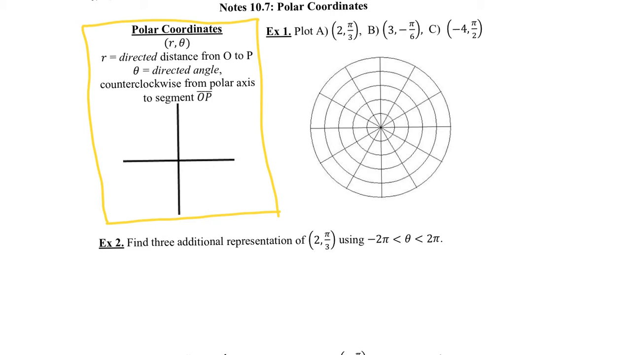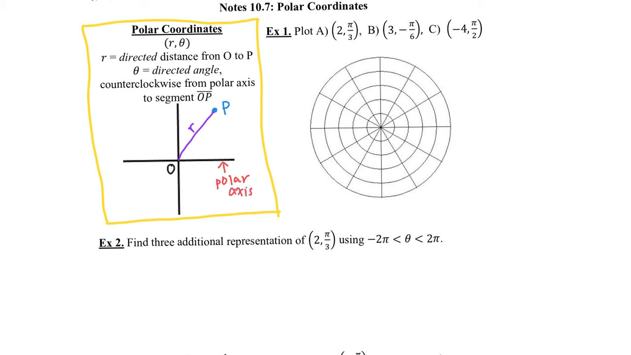Let me pick a point. I'm going to randomly place a point. I'm just putting it in quadrant 1 because it's easy. r is the directed distance from O to P. When they say O, they're talking about the origin. So the directed distance r is from here to here. Theta is the directed angle counterclockwise from the polar axis to segment OP. The polar axis is this one right here.